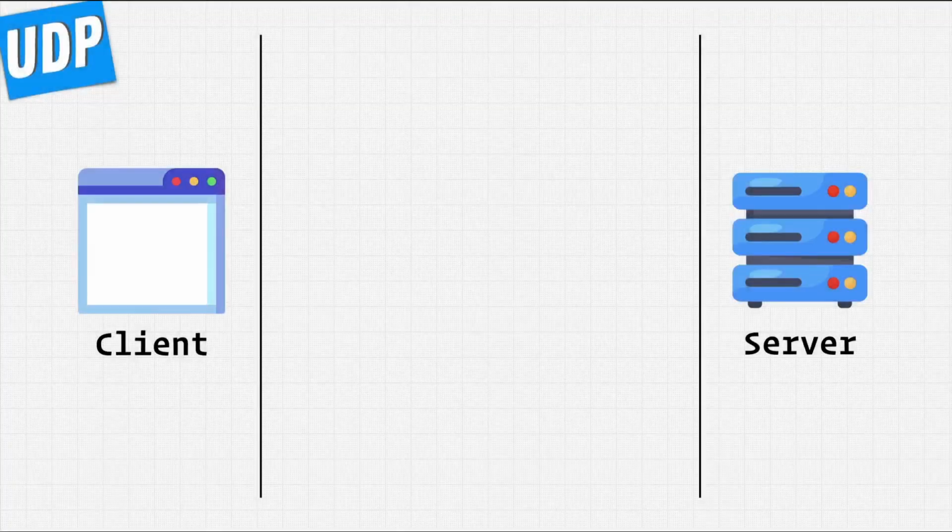Welcome back, everyone. So now that we talked about TCP, I want to talk about UDP. UDP is also an internet protocol. It stands for User Datagram Protocol. Now, the thing about UDP is that it's much faster than TCP because there is no connection. This is a connectionless protocol.